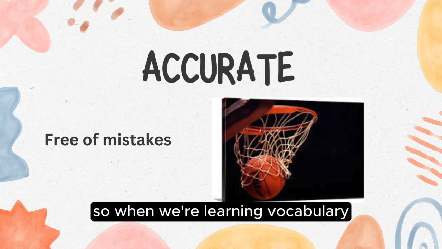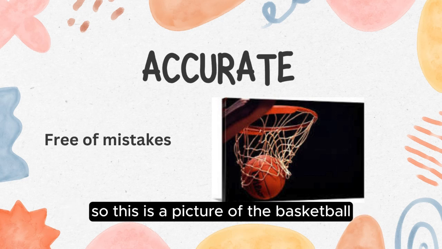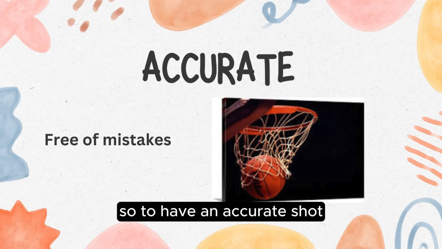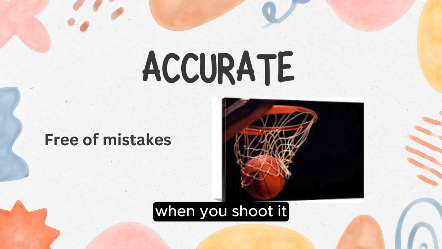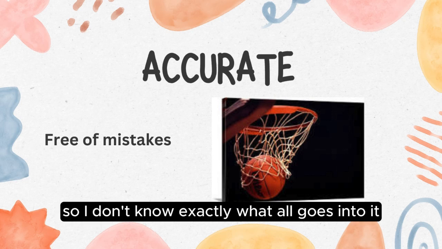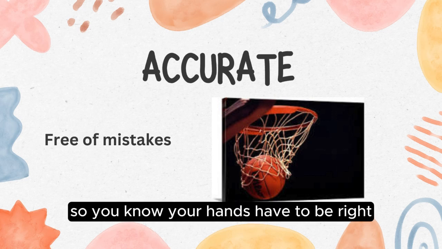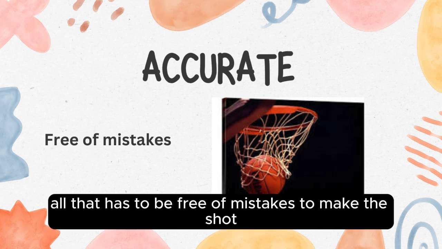So when we're learning vocabulary, it's important that you see a picture with it. So this is a picture of the basketball going into the hoop. You're making the shot. So to have an accurate shot, you have to make sure that it is free of mistakes when you shoot it. I don't know a lot about basketball, so I don't know exactly what all goes into it, but you all love playing basketball. So, your hands have got to be right. You've got to be just in the right position. So all that has to be free of mistakes to make the shot.